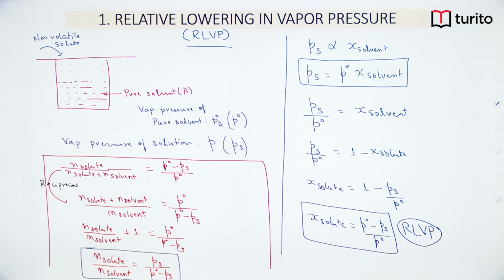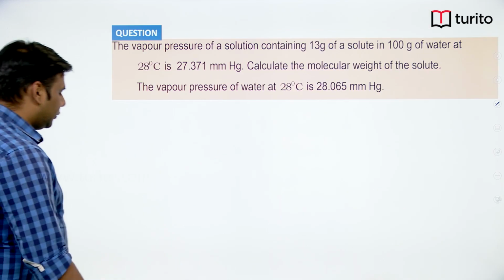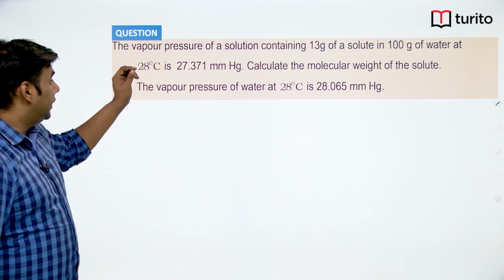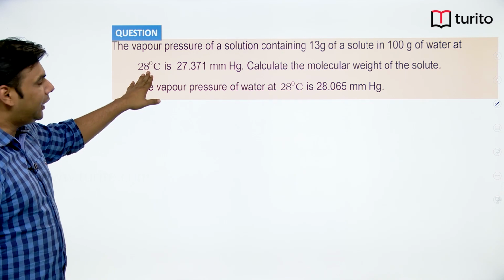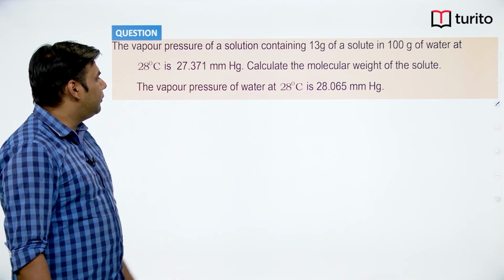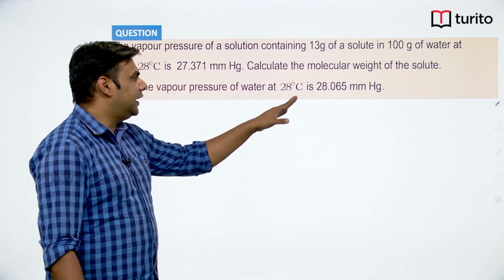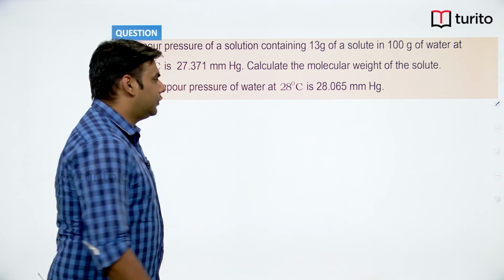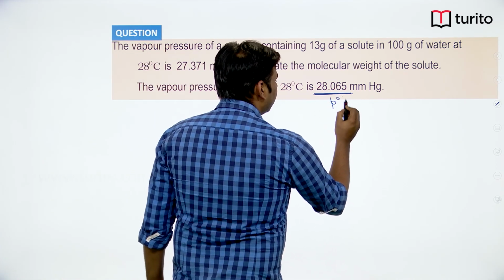Okay, so let's look at one of the questions. Just read the question and solve it. The question says the vapor pressure of a solution containing 13 gram of a solute in 100 gram of water at 28 degrees Celsius is 27.371 mmHg. Calculate the molecular weight of the solute. The vapor pressure of water at 28 degrees Celsius is 28.065. Obviously this is the vapor pressure of pure water, so this is basically P naught.